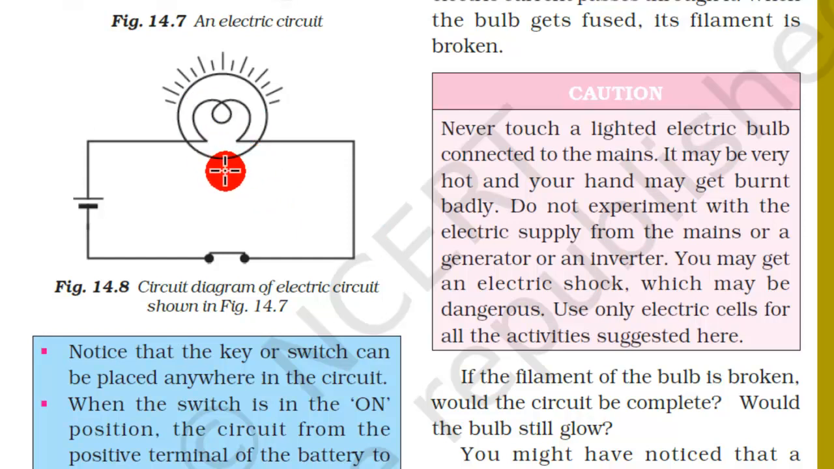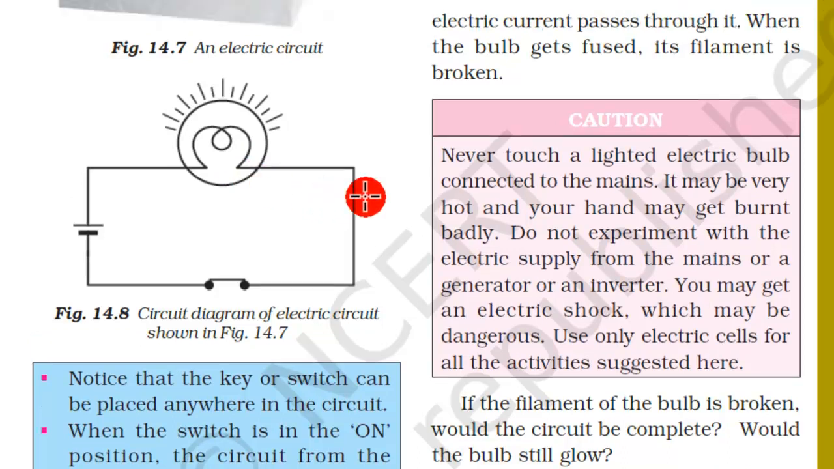Inside the bulb we see a little wire. This wire is known as the filament, and if the filament of this bulb is broken, then the circuit will be incomplete, and then the bulb will not glow. We have to keep in mind that if the bulb is not glowing, then we have to check whether the filament is broken or not.